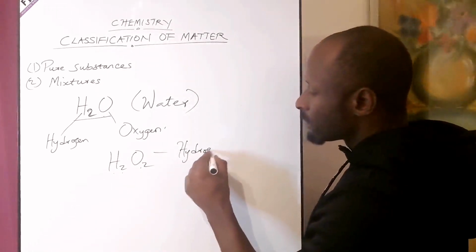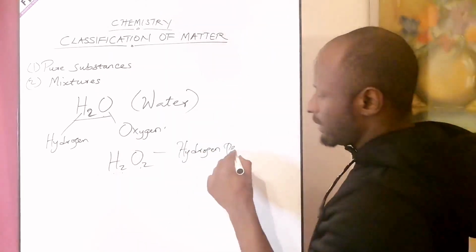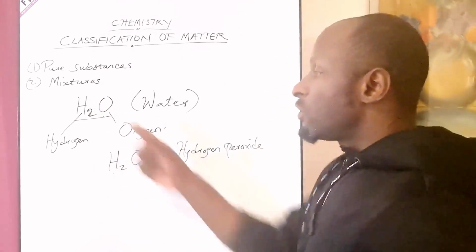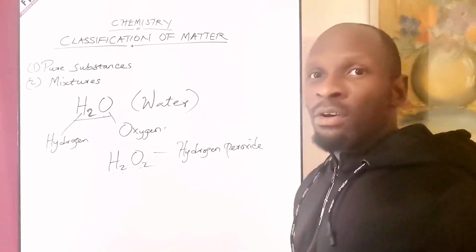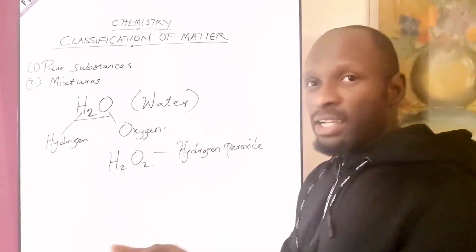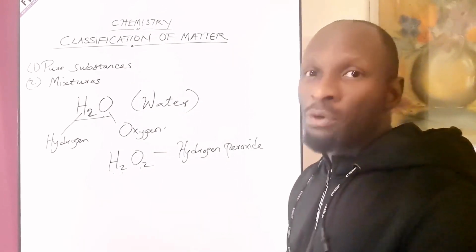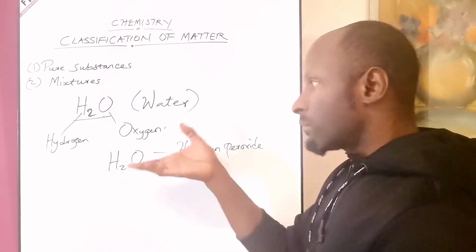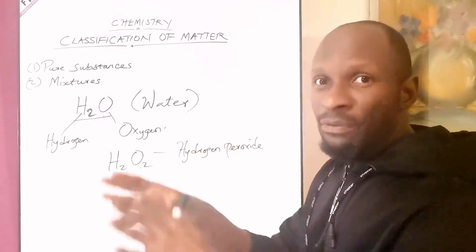Hydrogen peroxide. And these 2 compounds have distinctive properties, both physically and chemically. They don't have the same properties. Okay? And this is the reason why they are different compounds.